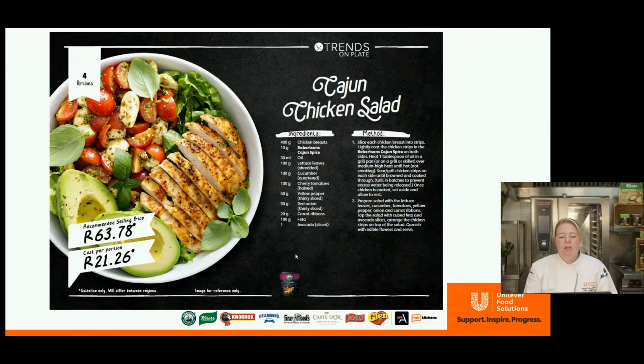Then on the right-hand side is always the heading of your recipe, and then you've got a list of ingredients and your method. This always has to be on your standardized recipe. And then on your left-hand side is your recommended selling price and your cost per portion. Now, this may vary because you pay a different price for lettuce at a supplier than I do.